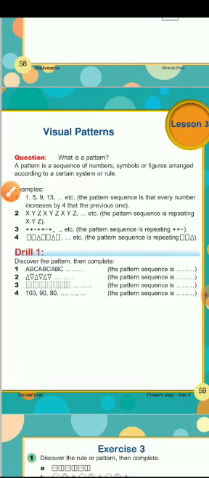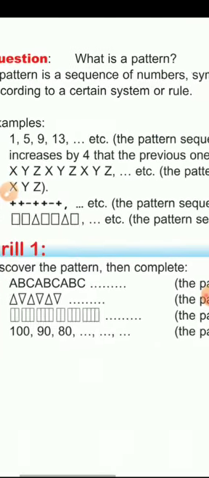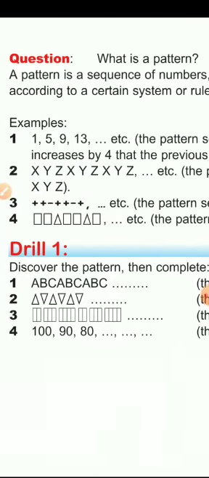For example, example number 1. 1, 5, 9, 13. In this pattern, we have some numbers. We start from 1. After 1 we have 5. After 5 we have 9. After 9 we have 13. Okay, and he asked, what is the number after 13?